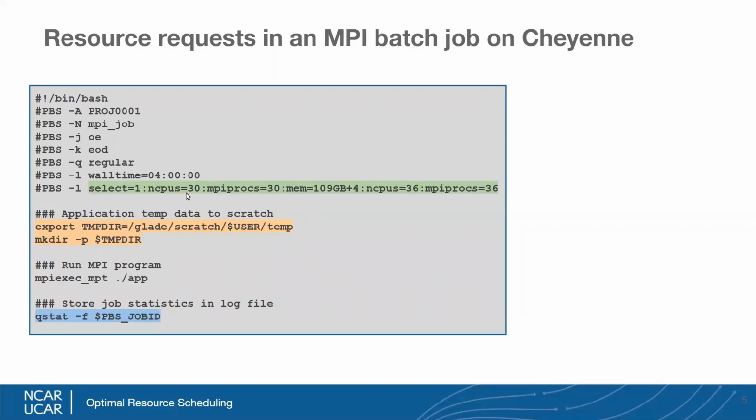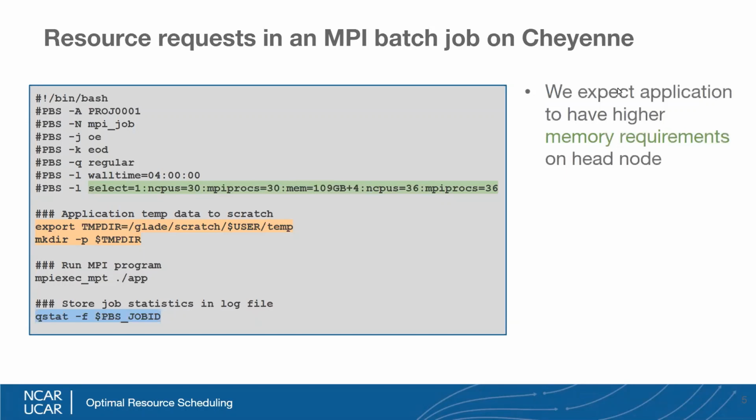The other thing I'm doing here is I'm asking for fewer MPI processes and fewer CPU tasks on this high memory node than on the other nodes, and that also lowers my memory footprint, because oftentimes MPI applications will use more memory the more tasks you run on a node. So that's another way to eke out more memory if this amount is not sufficient. So that's one thing I'm doing. I'm expecting the application to have higher memory requirements on the head node.